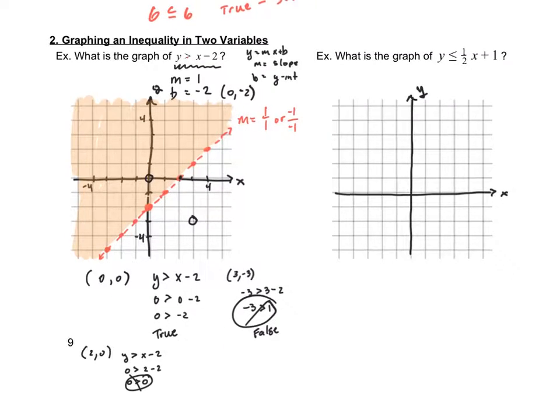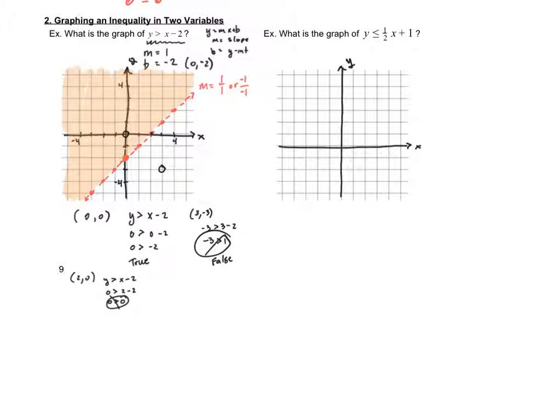All right, so we can go ahead and graph this next one. Looking at this next inequality, my slope is going to be 1/2, and my y-intercept is going to be 1. So I'm going to start graphing at 1, right there.